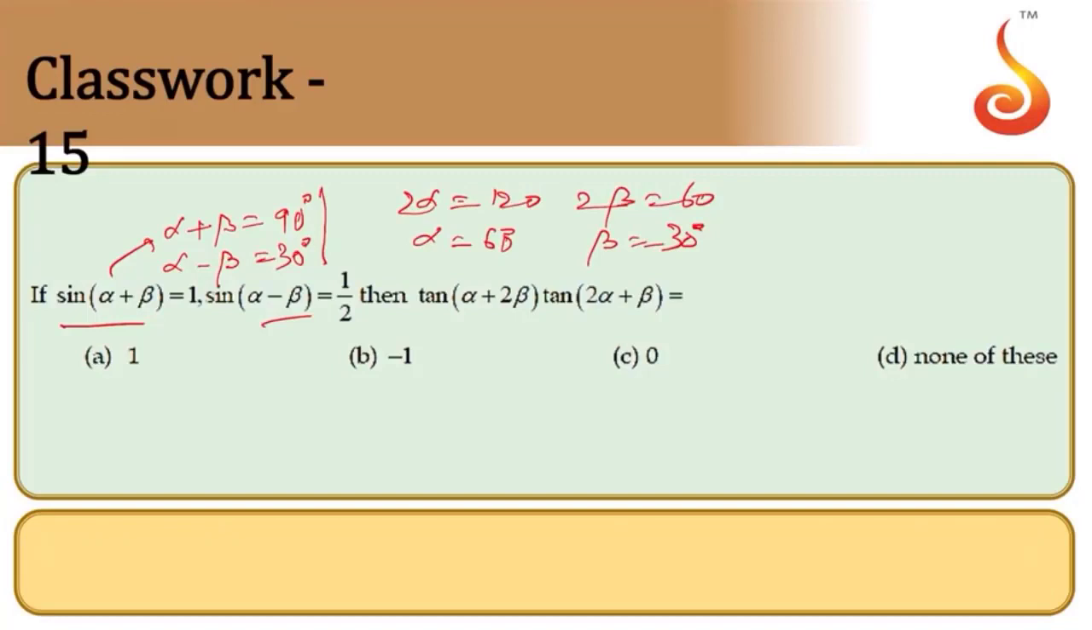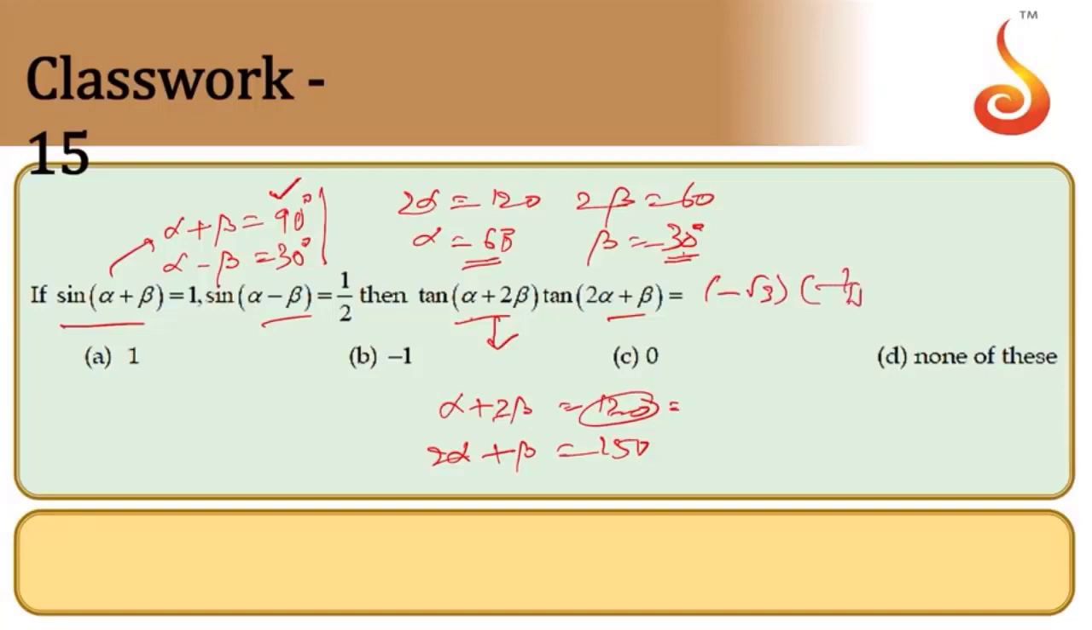So alpha plus beta is equal to this one. And when you add beta, you will get alpha plus 2 beta is equal to alpha plus beta plus beta, that is 30 plus this one, 120. And 2 alpha plus beta is equal to alpha plus beta plus alpha, that is 60, it is 150. So this is 180 minus 60, 180 plus 30. So the tangent of these values: the first one, tan 120 degrees is nothing but minus root 3, and this is minus 1 by root 3. So the answer happens to be 1.